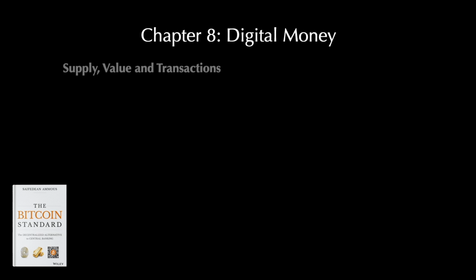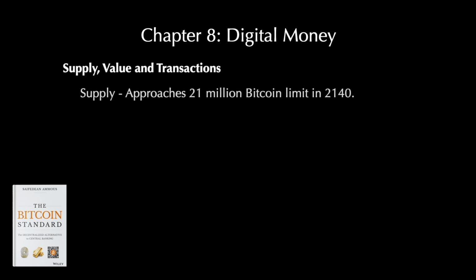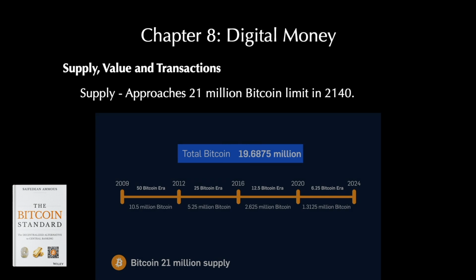Supply, value, and transactions. Bitcoin is a decentralized digital currency with a predetermined low rate of supply growth that is maintained by a network of computers. The supply of Bitcoin increases at a decreasing rate through the issuance of new blocks, which are added to the shared ledger roughly every 10 minutes, and require the solving of proof-of-work problems. The block reward, which is the number of new bitcoins issued with each block, is programmed to cut in half every 210,000 blocks, or roughly every 4 years.